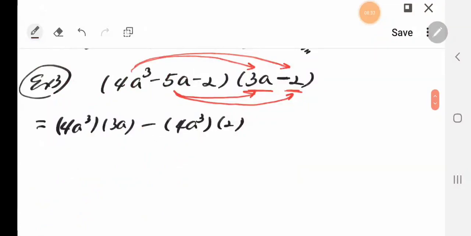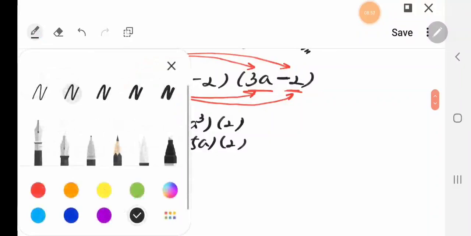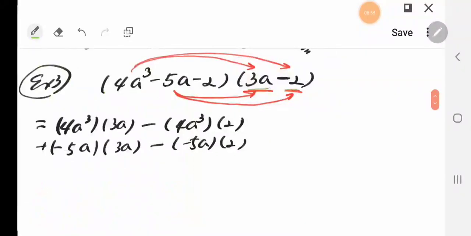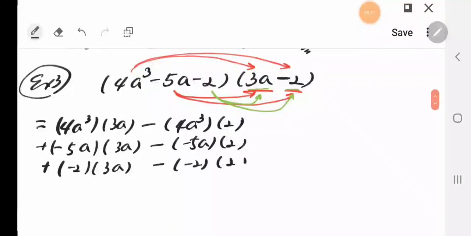Let me write it below this. So that is negative 5a multiplied by 3a, and then minus negative 5a multiplied by 2. Let's make this a plus. And then finally, multiply 3a and negative 2 by negative 2. So multiply like this and like this. So plus negative 2 multiplied by 3a minus negative 2 multiplied by 2.